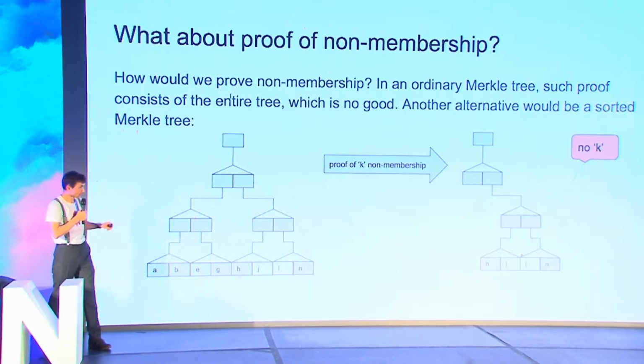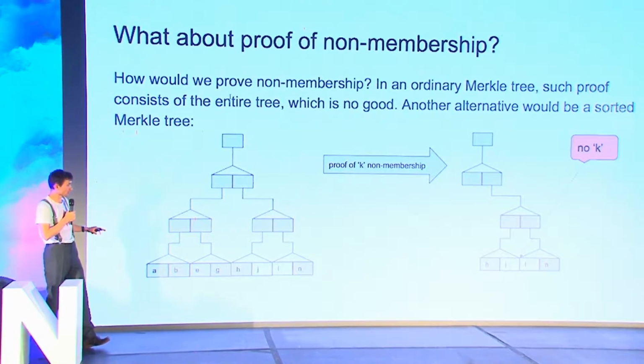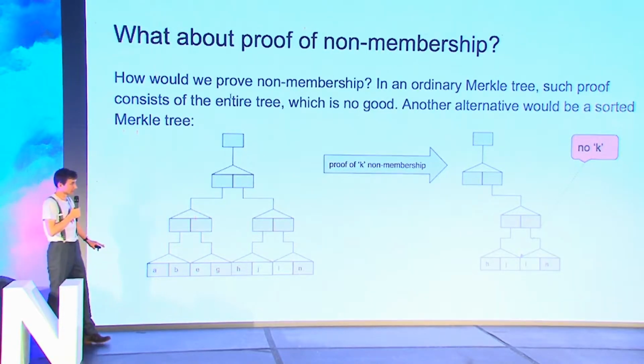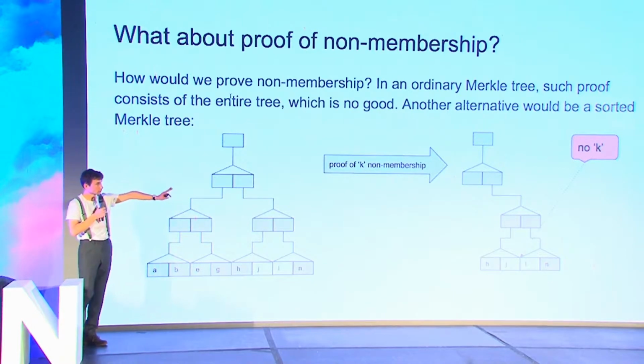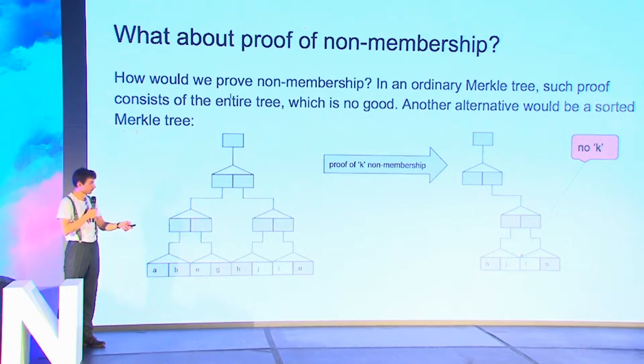Okay, so yeah, sorry. The proof of non-membership is a bit harder, because in a regular Merkle tree, it will again consist of all the elements. But if you sort the nodes ahead of time, you can actually do something which I show over there, which allows you to see that something is not present.